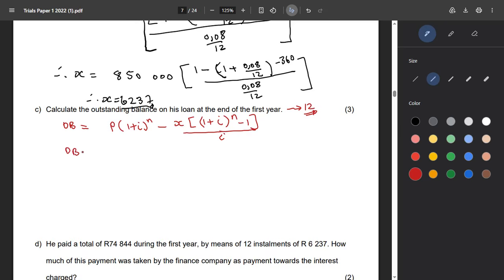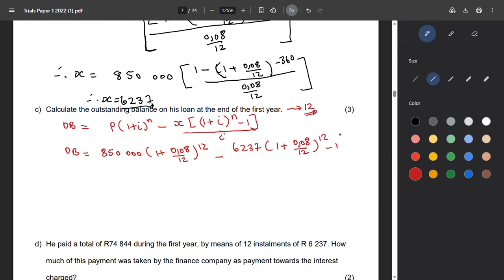So your outstanding balance will be P, the present value, which is 850,000, right? And then 1 plus the interest rate is 0.08, compounded monthly, to the power N, where N is the number of payments made, which is 12. Then minus X, the monthly installment that we just calculated from the previous question, 602.37. And then inside the bracket, I'll have 1 plus your interest rate of 0.08 compounded monthly, everything to the power 12, minus 1.